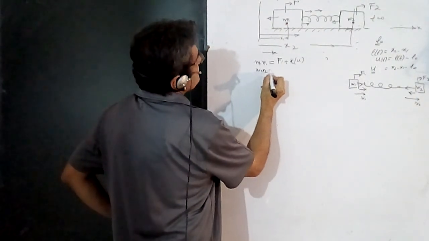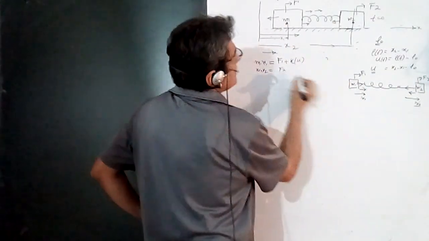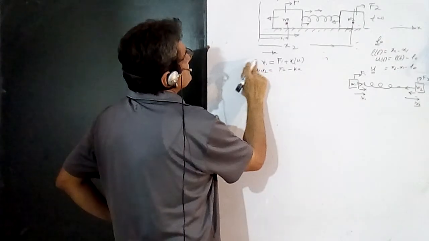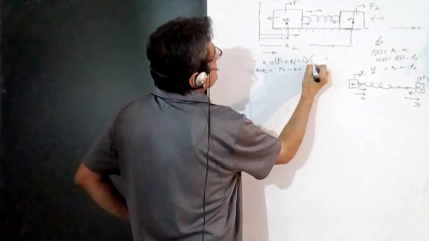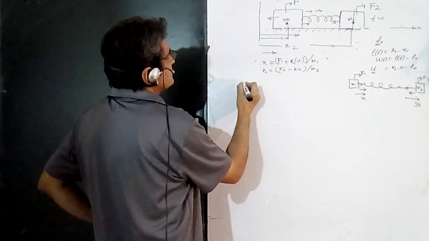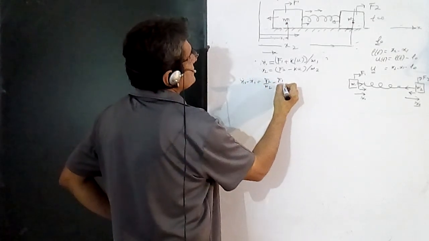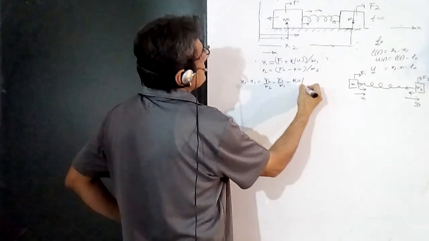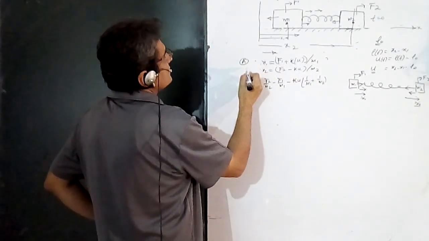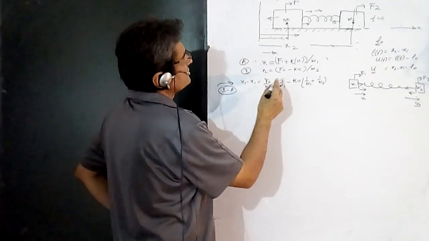Similarly, for M2 x2, you can write m2 x2 double dot is equal to, what is helping x2? F2. And the spring force is in opposite direction, so it is minus k times u. Now, divide this whole by m1, and divide this whole by m2, and subtract these equations. So you get x2 double dot minus x1 double dot is equal to F2 upon m2 minus F1 upon m1 minus k u times (1 upon m1 plus 1 upon m2). I have subtracted. This is equation A, and this is B, and this is nothing but B minus A. That is what I have done, and that is what you get.